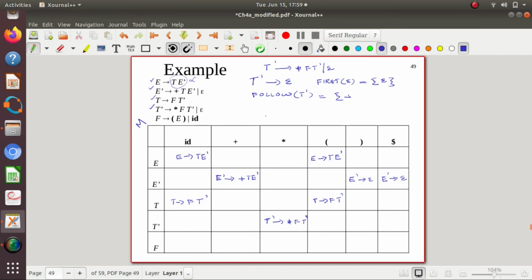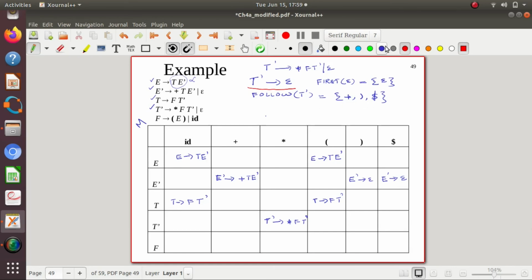This is plus, comma, this parenthesis, right parenthesis, and dollar. Okay, this will come under follow of T dash. So we have to add this production by indexing with these terminals.